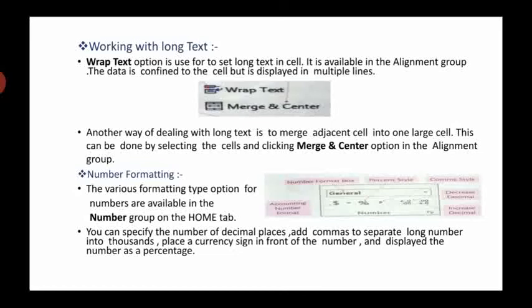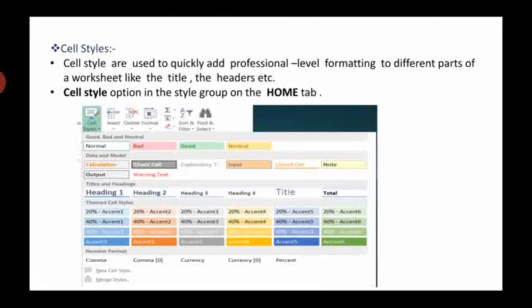Now cell styles. You can also use the Excel 2013 pre-designed cell styles rather than formatting manually. Cell styles are used to quickly add professional level formatting to different parts of the worksheet like titles, headers, etc. The Cell Styles button is in the Styles group on the Home tab. In this way we can format our worksheet.